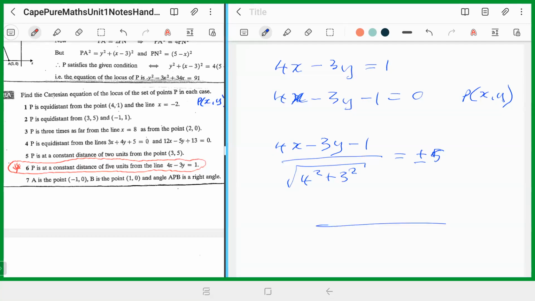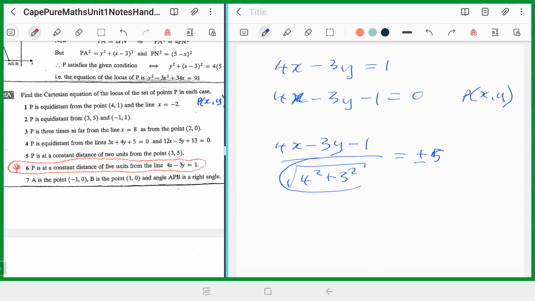Because it can be up the line like this, and the 5 is either below the line, like that. But the line might be like this, and the 5 can be this distance, or it can be this distance, 5 or 5. So the line that you want is either below it or above it. So it's 2 lines you're gonna get. You get the 2 lines by putting the plus or the minus right here.